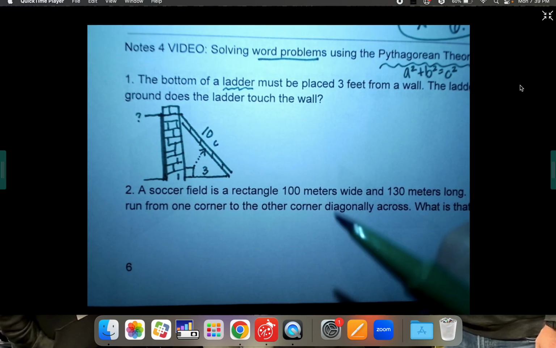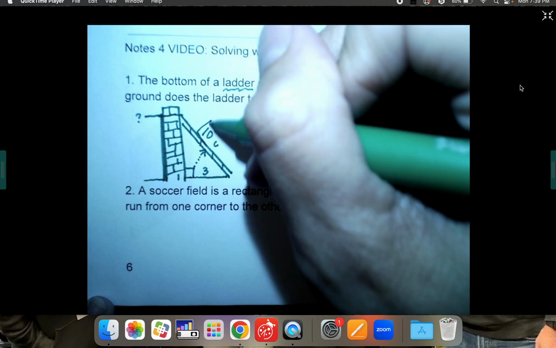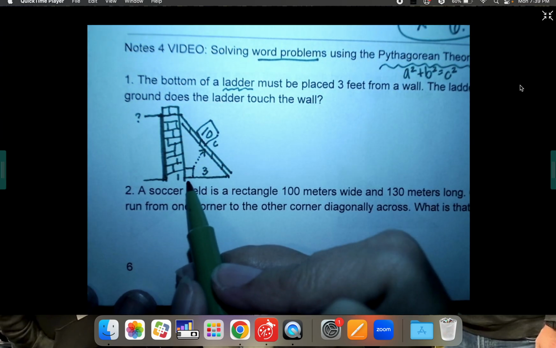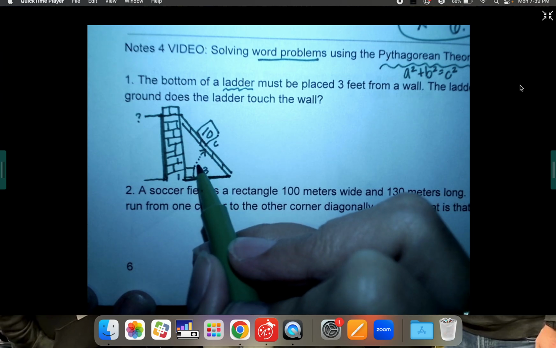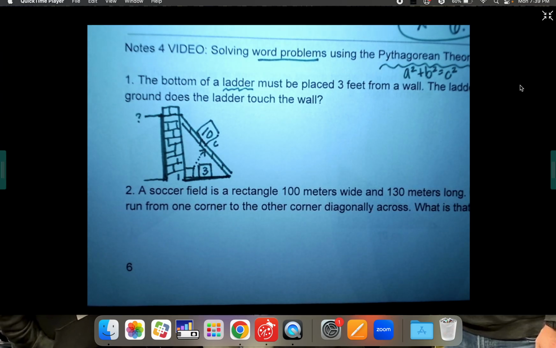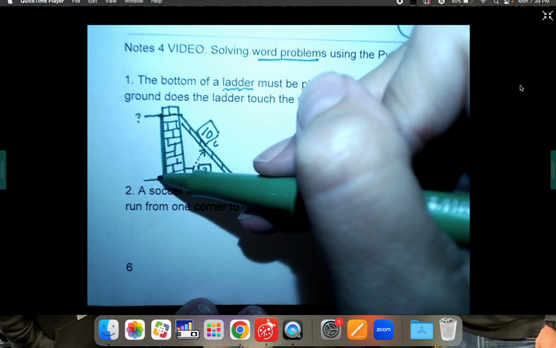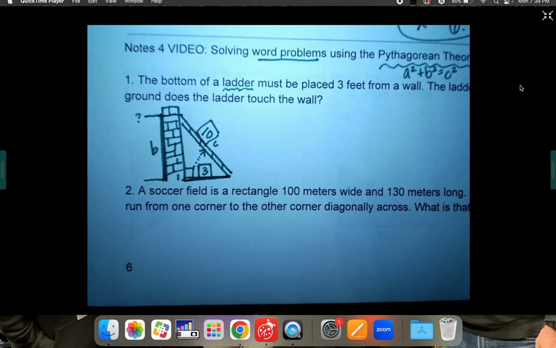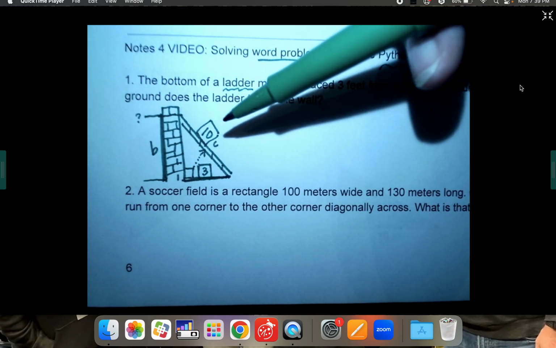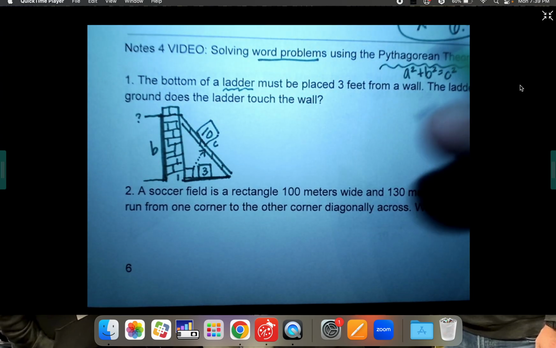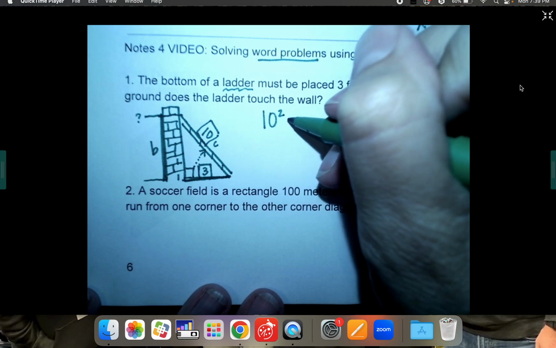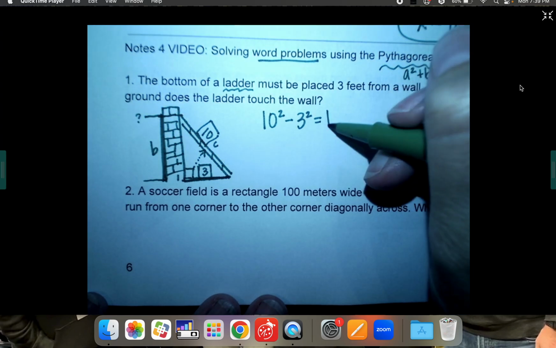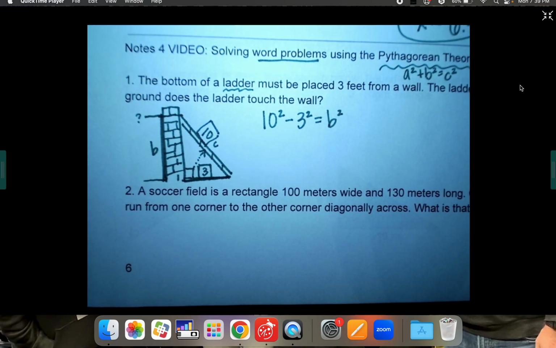That is 10. You also know the bottom leg length, it has to be 3 feet from the wall. So you know one of our leg lengths. What we're missing is the other leg length, how far up it reaches. I'm going to call this one b. Since we have our hypotenuse, our longest length, I'm going to subtract: 10 squared minus 3 squared equals b squared, the height of how far up the ladder hits at the wall.